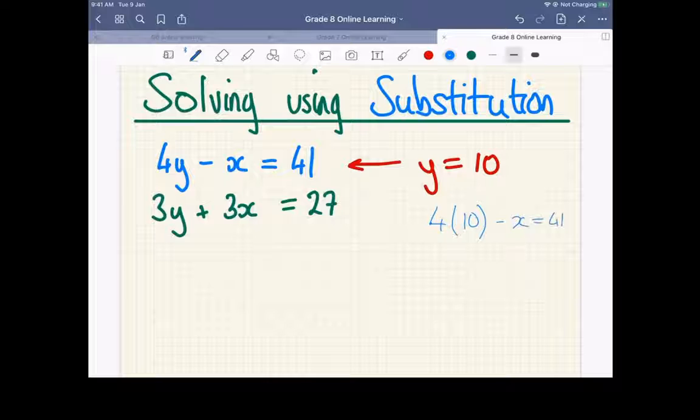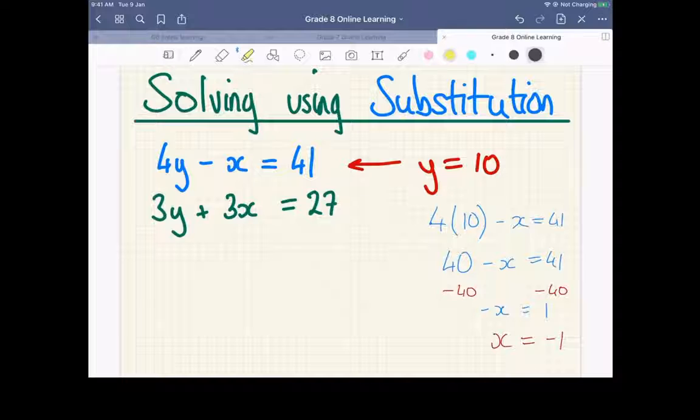Now here you've got to be careful because it looks a bit confusing. It says 40 minus x is 41. And you're thinking, well, 41 is bigger than 40. How is it getting larger when I'm subtracting? But make sure that you subtract 40 from both sides, okay, which should give you negative x is equal to 1, which means that positive x is equal to negative 1. Again, be careful with your positives and negatives.